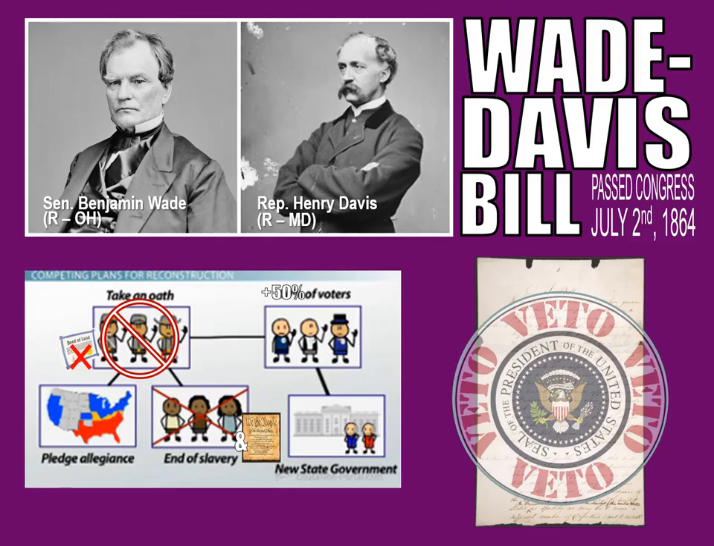Well, as soon as they win their seats, the radicals present an alternative to Lincoln's 10% plan. They refer to it as the Wade-Davis bill, and they passed it July 2nd, 1864. How is it different than the 10% plan? Well, it increases the requirement to 50% or above, so a majority of voters in those southern states have to pledge allegiance to the Union before being readmitted.